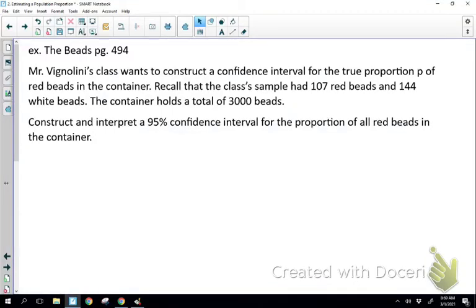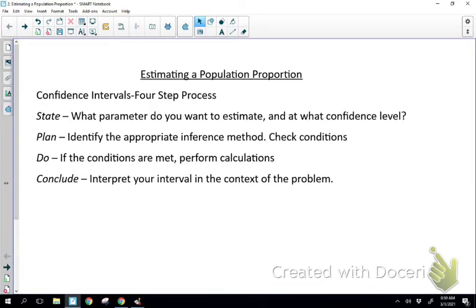This recording is for a 1 proportion z interval. We already worked this one in class, but I thought I would make a video of it because it's one of the first times we're doing one of the 4-step problems. By 4-step, I mean we are doing state, plan, do, conclude. So we want to walk through all 4 steps.